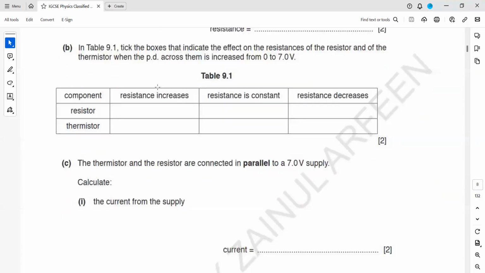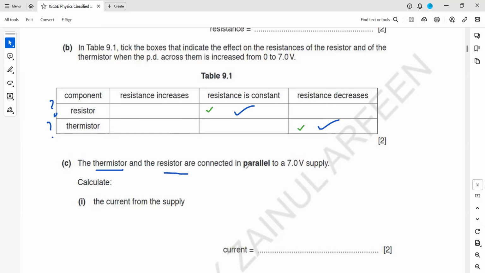Place it in a table, tick the boxes, and indicate what happened to the resistance of the thermistor and the resistance of the resistor from 0 to 7. What happened to the resistance of the resistor? Does it increase, stay constant or decrease? It was constant. But for the thermistor, the resistance decreased.